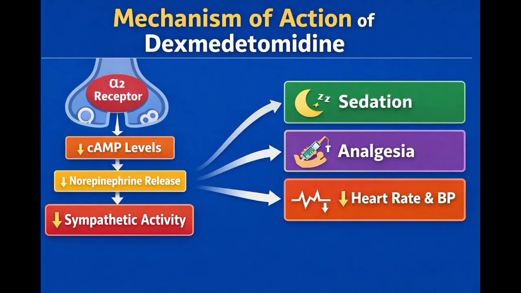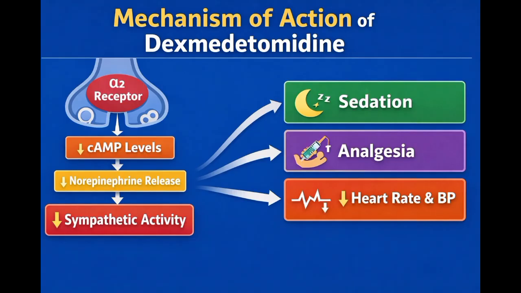Now, when we use this drug, we need monitoring. We need to monitor the heart rate, blood pressure, and we need to monitor the sedation level. We can use the RASS score to see how we are performing. It has side effects as I told you: bradycardia, hypotension, and sometimes nausea. Transient hypertension occurs if it is in high doses.